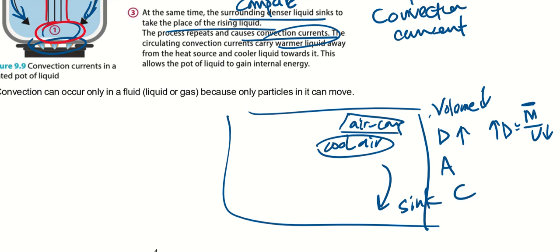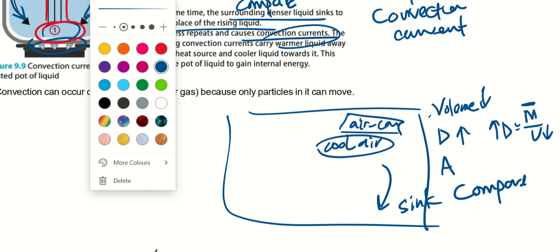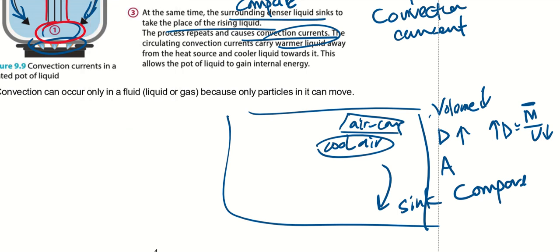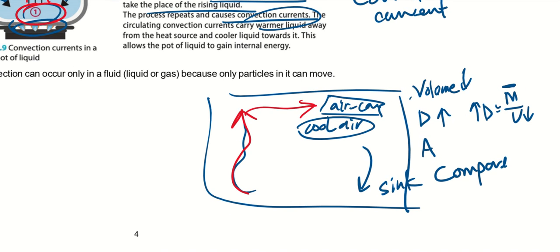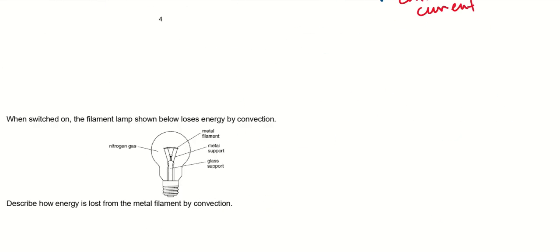So now we do our C, we compare. Okay, the warmer air, take note now we are talking about air, the warmer air will then rise to take the place of the cooler air. Okay, so when it rises, then it will also in turn be cooled down. So then this sets up a convection current. Okay, so please use this template to answer. You will not miss any point.